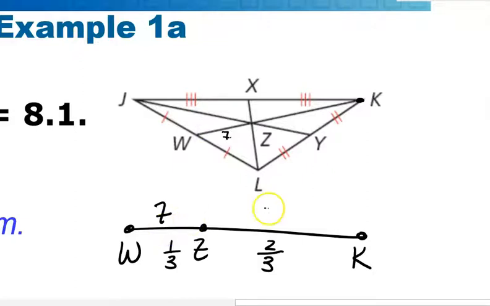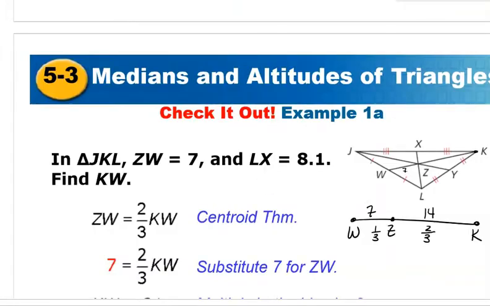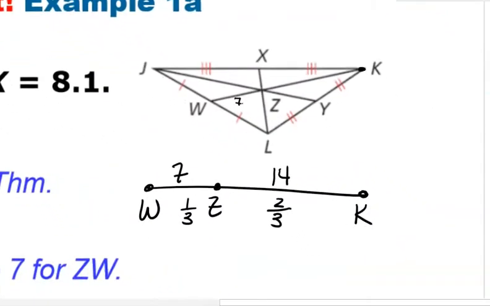So if this is 7, this would be 14. Now what we're trying to find, KW? Yes, KW. So KW would be 7 plus 14 is 21.